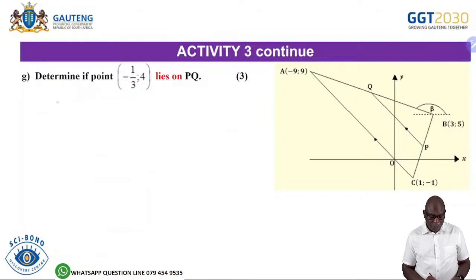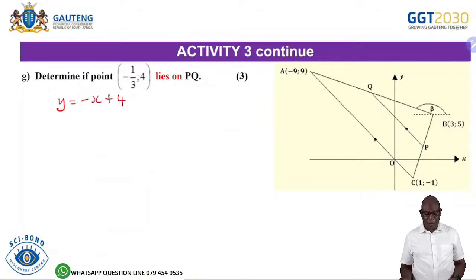So remember what we got in the equation of PQ was y equals -x plus 4. So that is what is on the equation of that. So how am I going to write down? How am I going to know that that point lies on PQ? If it lies on PQ, it means that my left-hand side will be equal to the right-hand side.